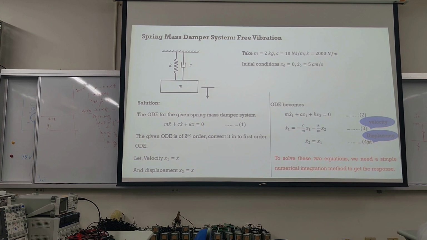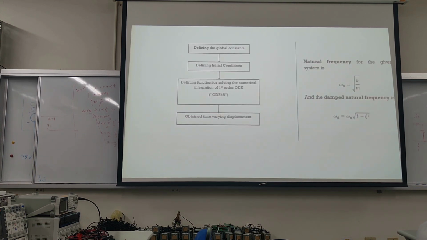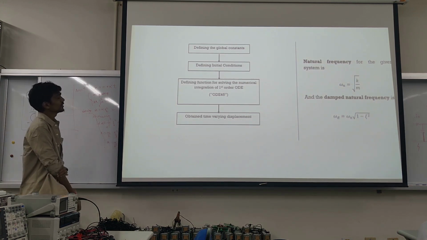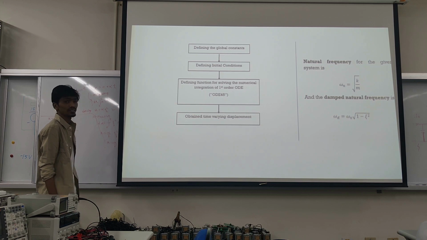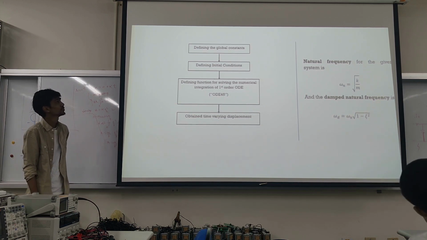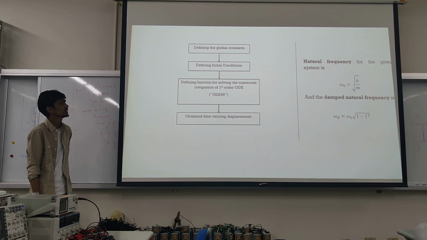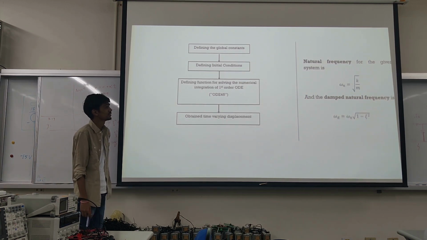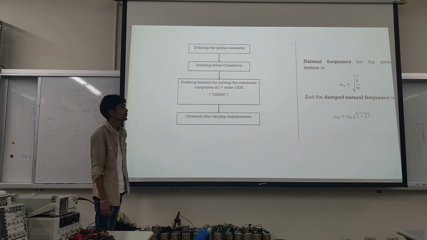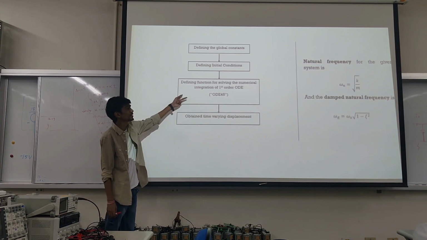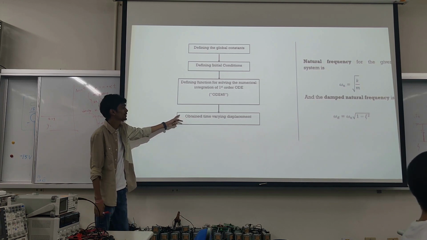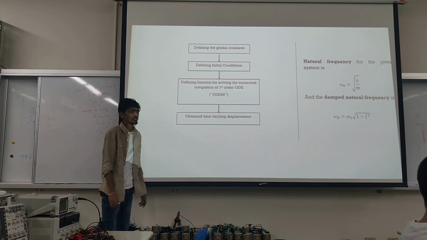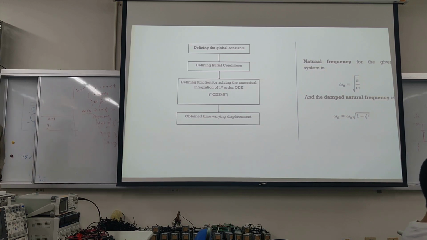Now we have to use the ODE 45 to solve to get the responses. For the MATLAB code, first we are going to define the global constants. After that, initial conditions. We already have the initial conditions, global constants, defining the function for solving the numerical integration for the first order, which is ODE 45. For the ODE 45, we have to define the function, and after that, we are going to obtain the time varying displacement. That we have to plot displacement versus time.